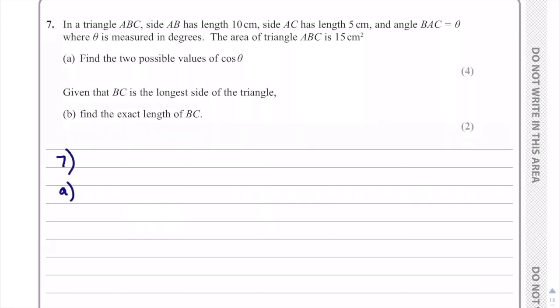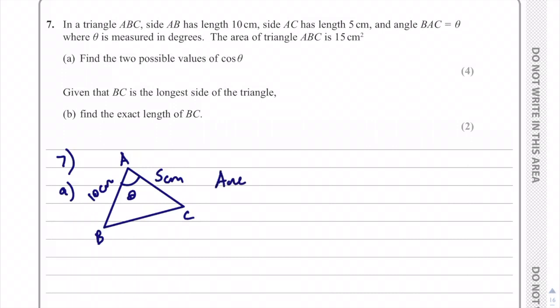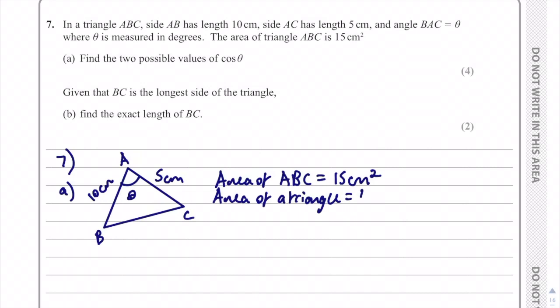So to work this out, if we draw the triangle ABC, which will look something like this, we know that AB has a length of 10 centimeters, and we know that AC has a length of 5 centimeters, and the angle BAC, which is this angle here, is theta, and we know that the area of ABC is equal to 15 centimeters squared. Now we also know that the area of a triangle is equal to a half AB sine C.